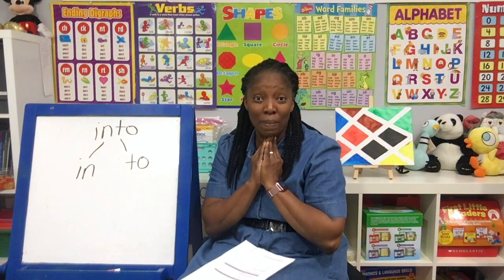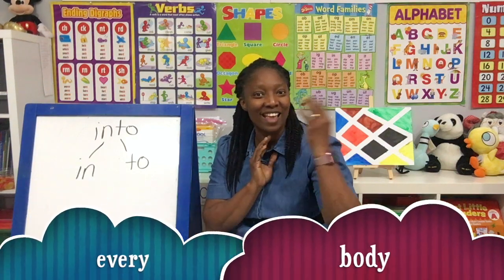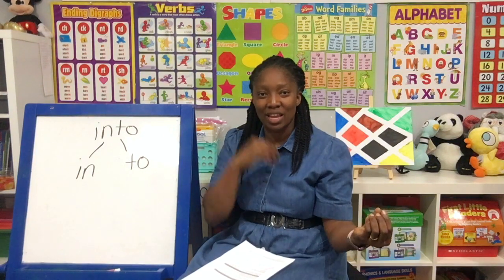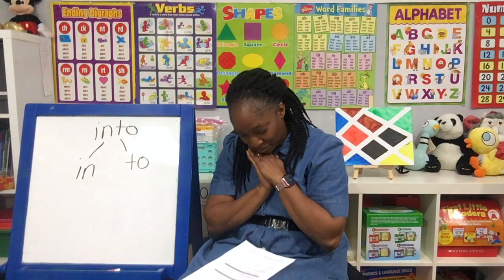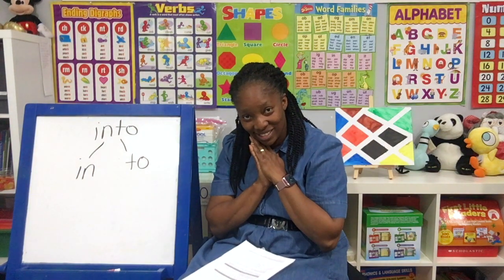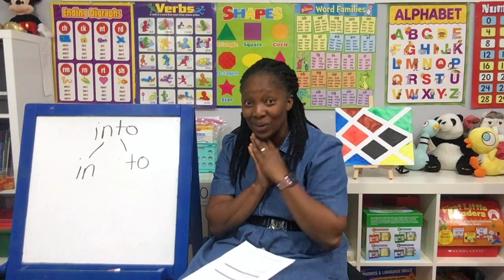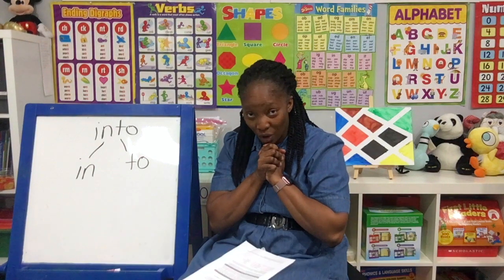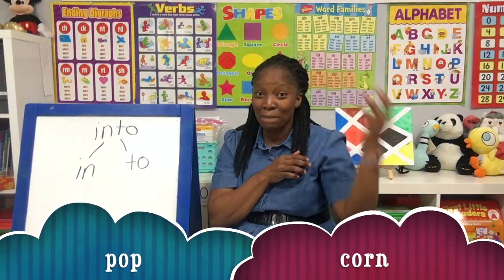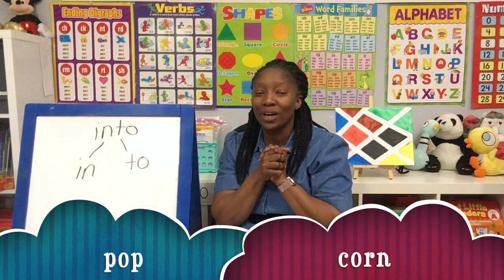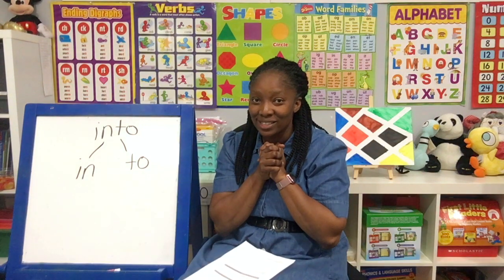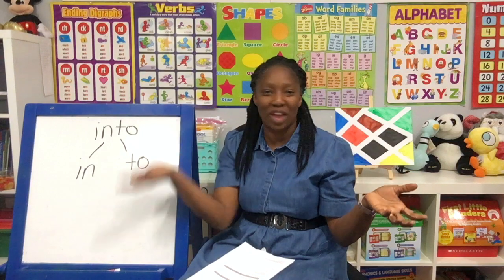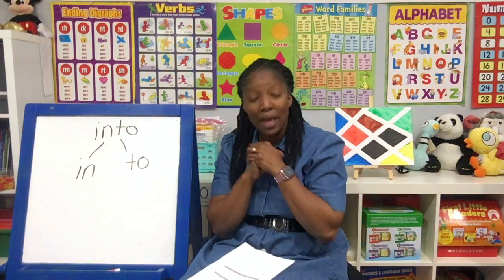Another word, everybody. Yes, everybody. Everybody. Try it with me. Everybody. Okay, applesauce. Applesauce. Another one, popcorn. Yes, popcorn. I have one for you, elephant. No, elephant. Ella is not a word and fant is not a word, so that is not a compound word.